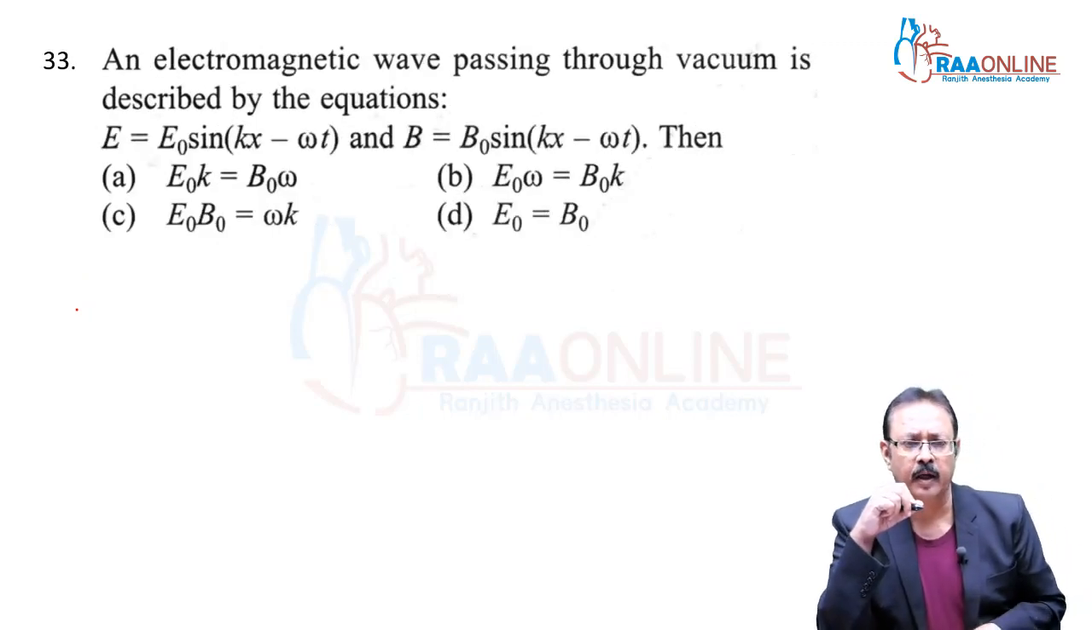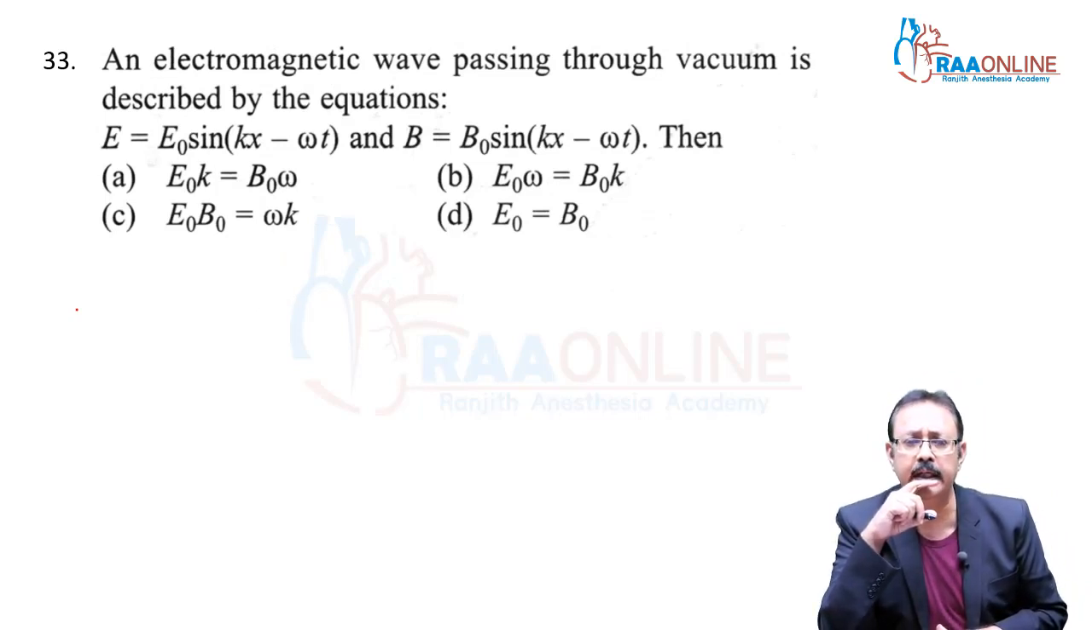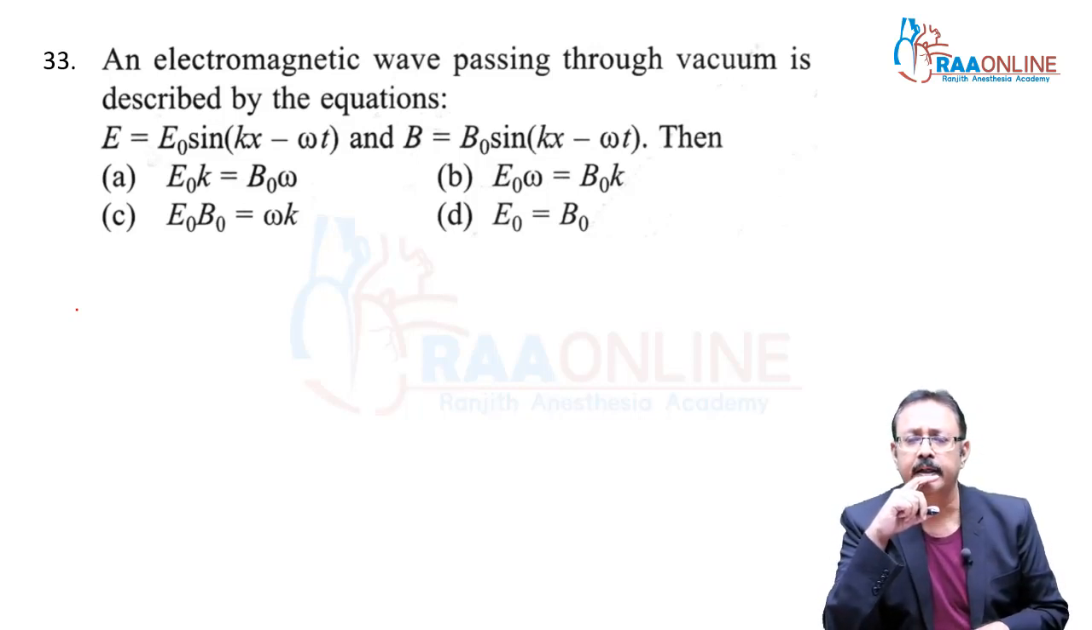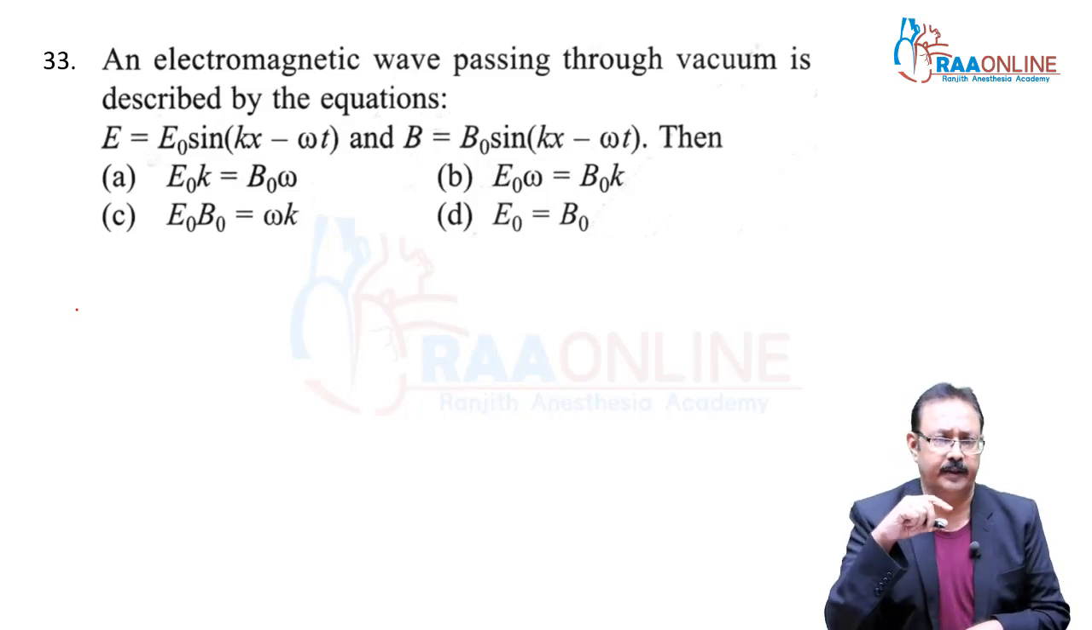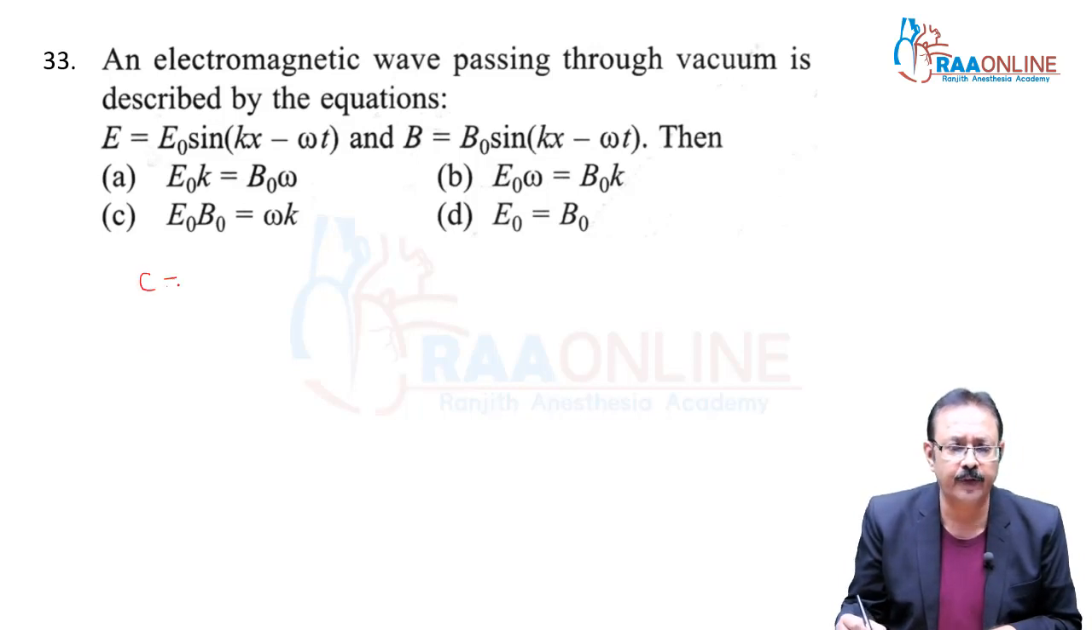33rd, an electromagnetic wave passing through the vacuum is described by the equation E is equal to E0 sin(kx minus omega t) and B is equal to B0 sin(kx minus omega t). So what we know is that the speed of light we can calculate by E naught by B naught. But what is speed? Speed is the product of frequency and wavelength.